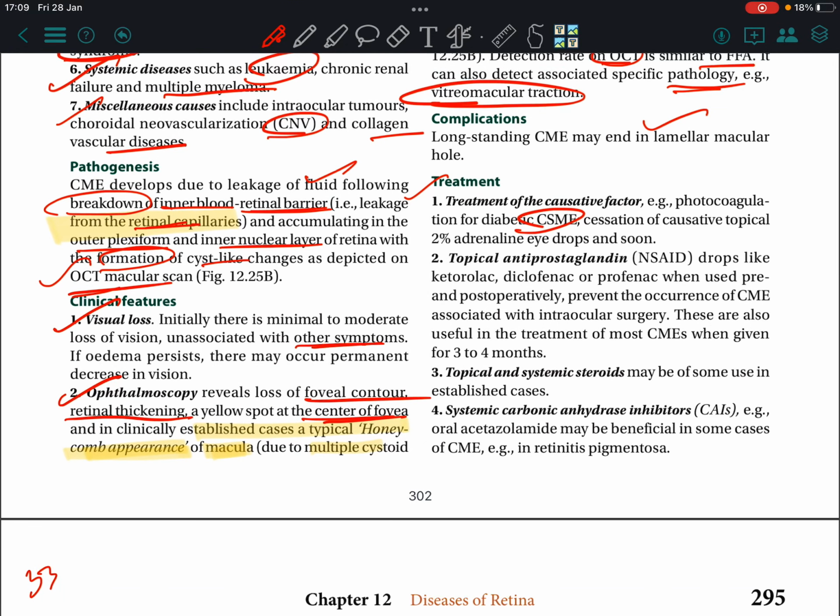Non-exudative or atrophic ARMD, also called dry or geographic ARMD, is responsible for 90% of cases. It typically causes mild to moderate gradual visual loss. Patients complain of distorted vision and difficulty in reading due to central shadowing.